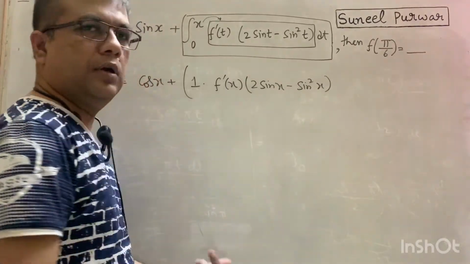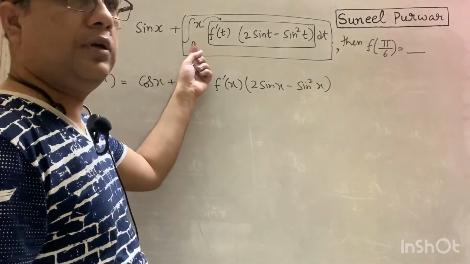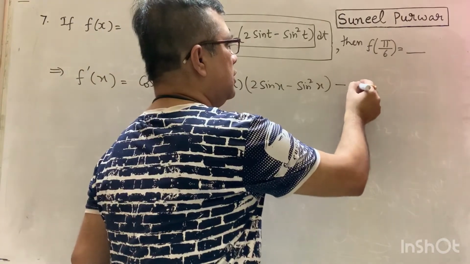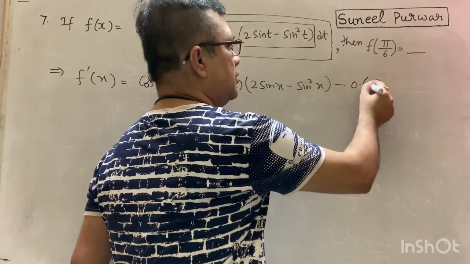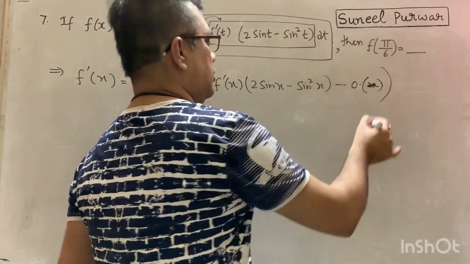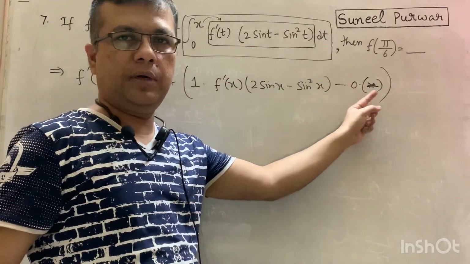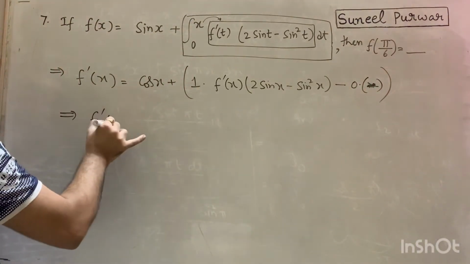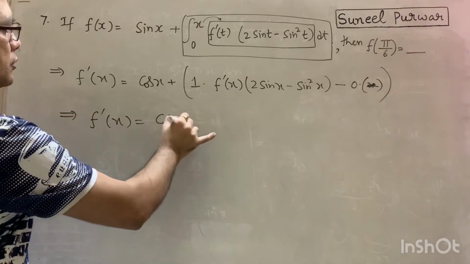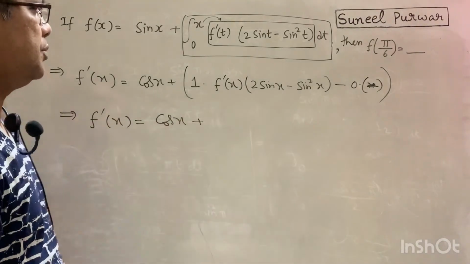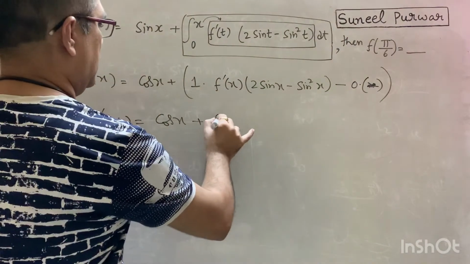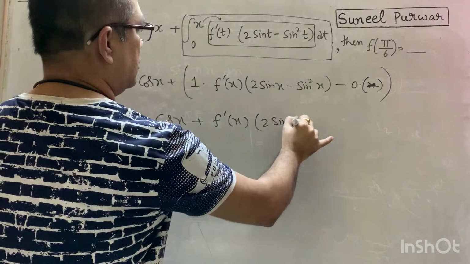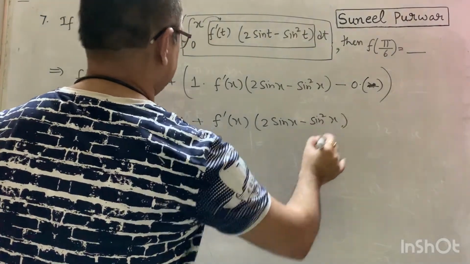Then you will repeat the procedure for the lower limit. The lower limit is 0 and its derivative is also 0. So minus 0 into whatever was expected there, not needed, because in the multiplication 0 will make that whole thing 0. Now f dash x is equal to cos x plus f dash x into 2 sin x minus sin square of x.